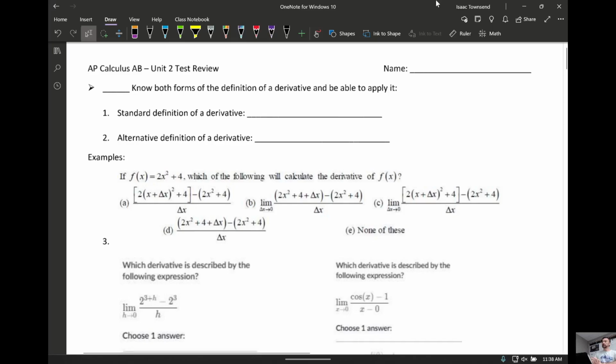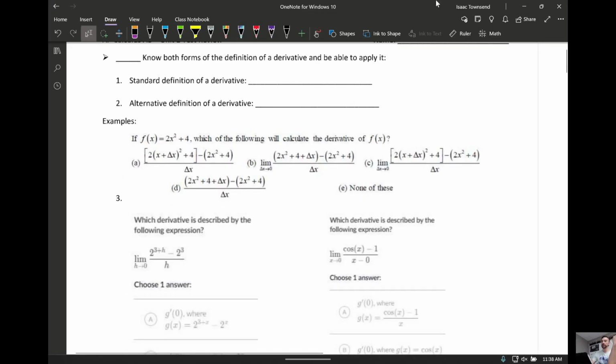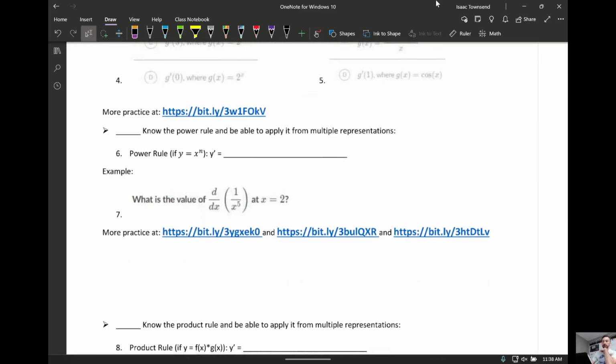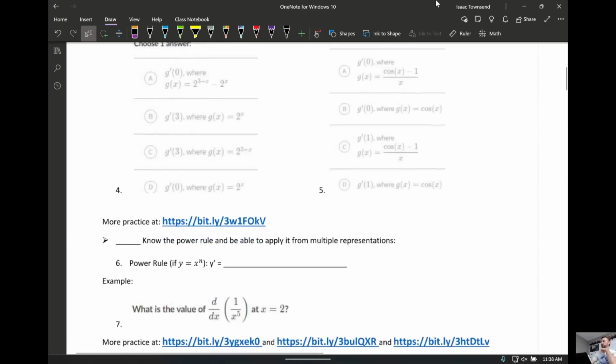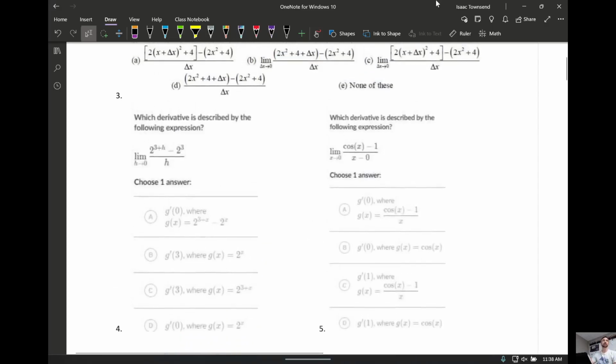So let's look at this one page at a time so we're not jumping around too much. So the first page only had standard definition of derivative, alternate form of derivative, and power rule, and a couple practice questions. I think most of you guys asked the questions you needed to on this last class, but if you didn't, now is your chance. Anything from the front page of the test review you'd like to discuss?